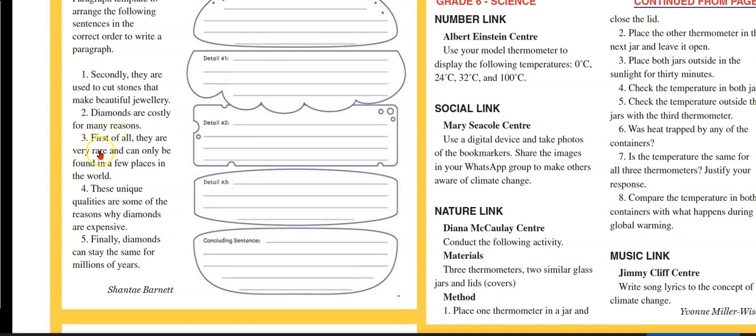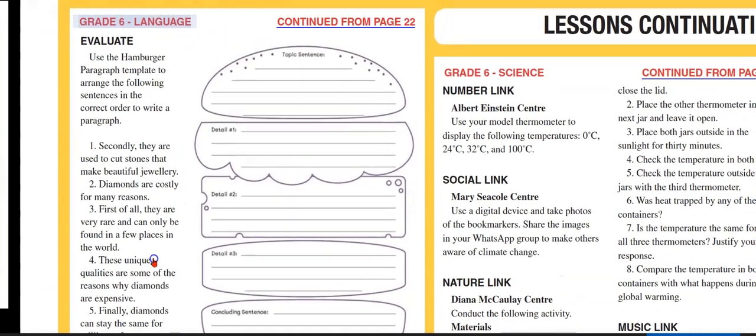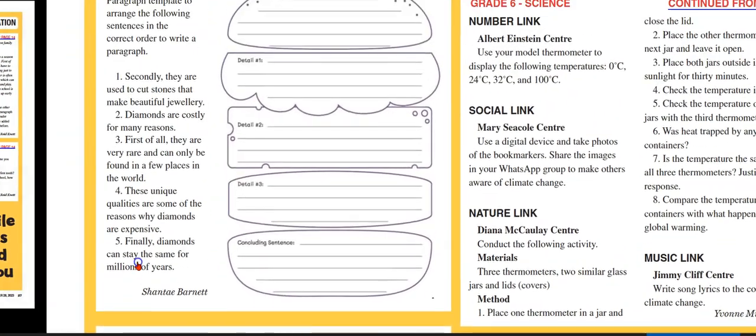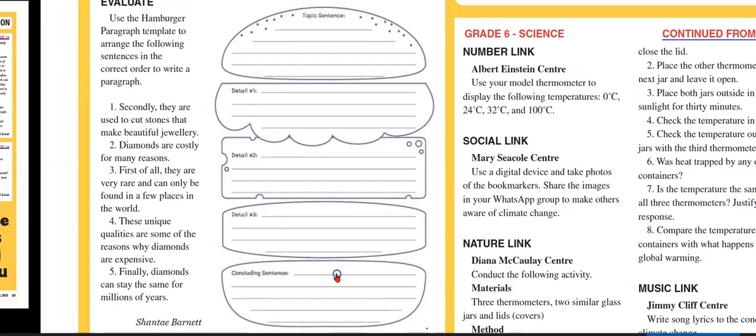First of all, I wonder where it put that. These unique qualities are some of the reasons why diamonds are expensive. Finally, diamonds can stay the same for millions of years. All right. Okay, secondly, diamonds are costly for many reasons. All right, finally. Okay, so here we have the hamburger. We have the topic sentence here. Detail number 1, detail number 2, detail number 3, and the concluding sentence.